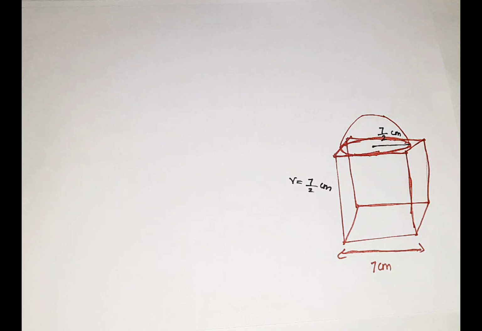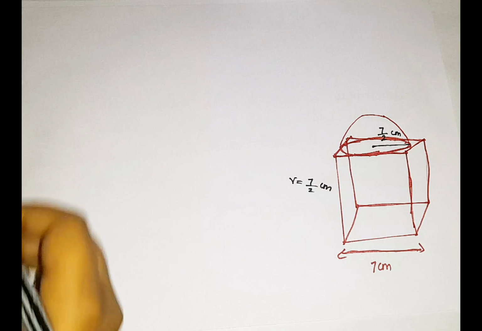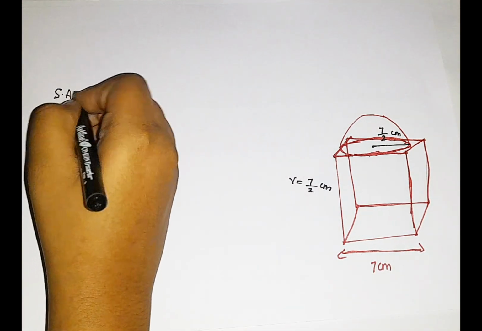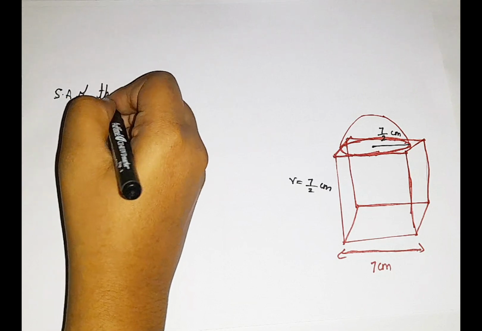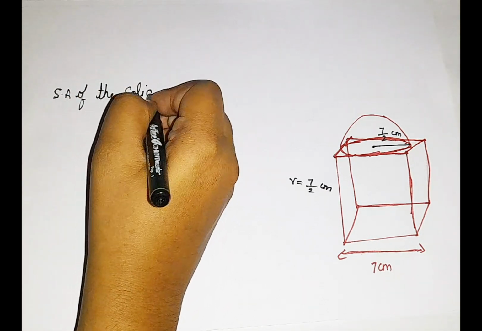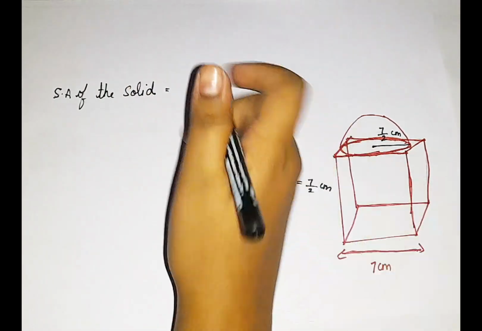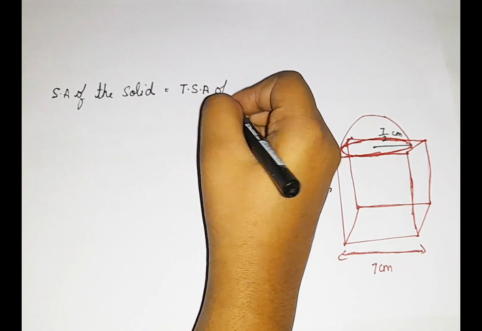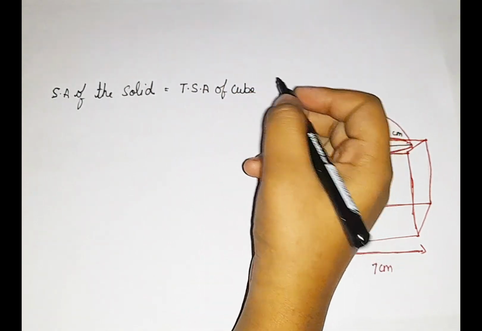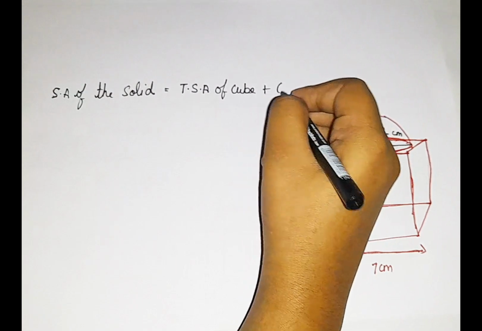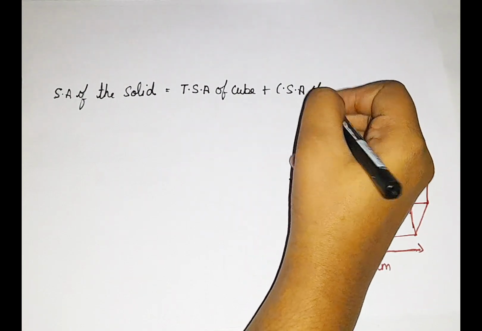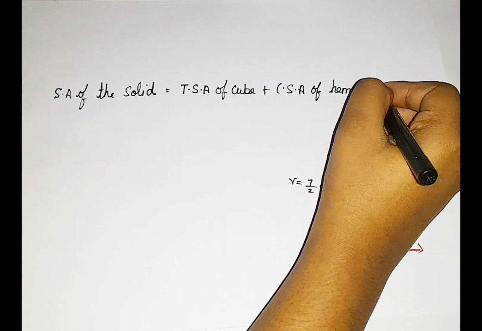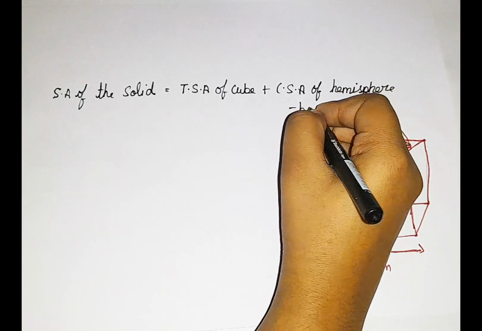Now we are supposed to find the surface area of the solid. How to find it? Of course you know we are supposed to use total surface area of cube, and then plus curved surface area of hemisphere, since we were able to shade only the curved part, and then minus base of hemisphere.